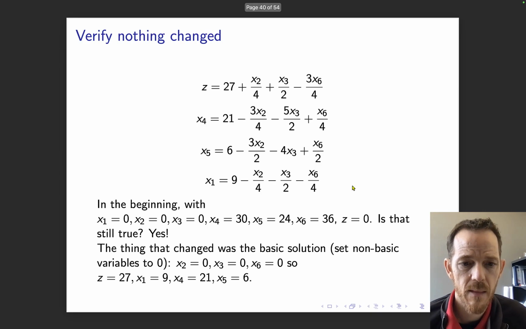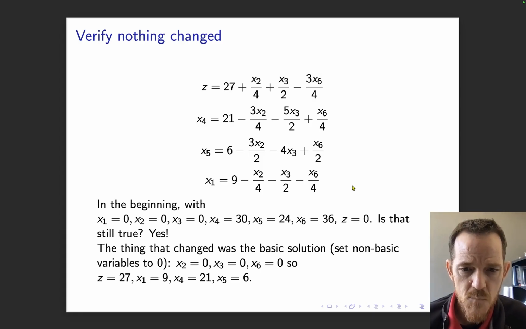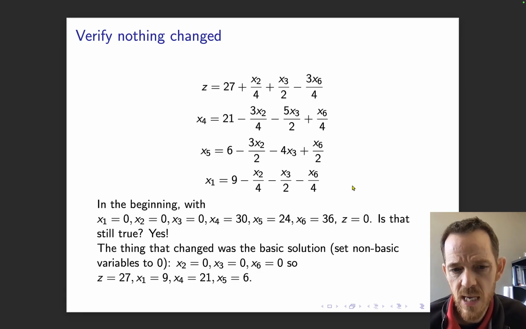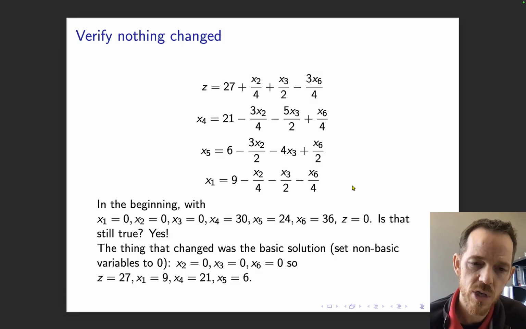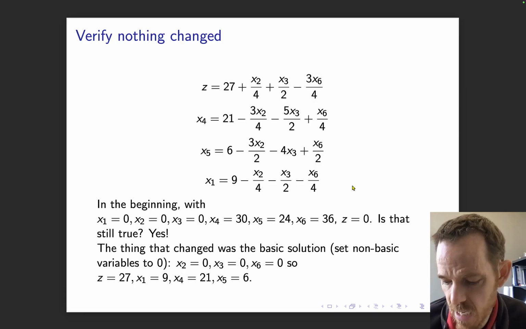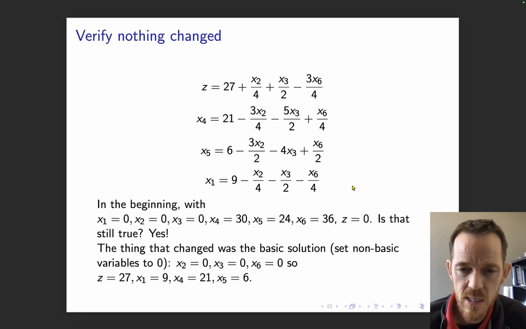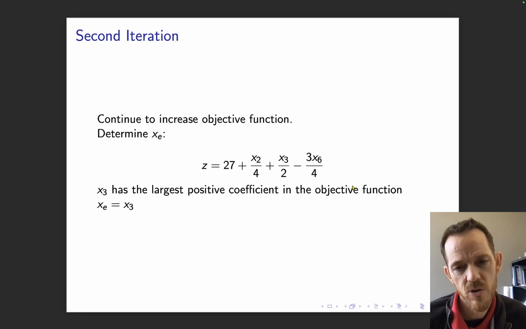So what has changed is our basic solution. Setting all the non-basic variables to 0, our basic solution has changed, and we get different values for z. Notably, z is now 27, a lot more than 0. So that was the first iteration.